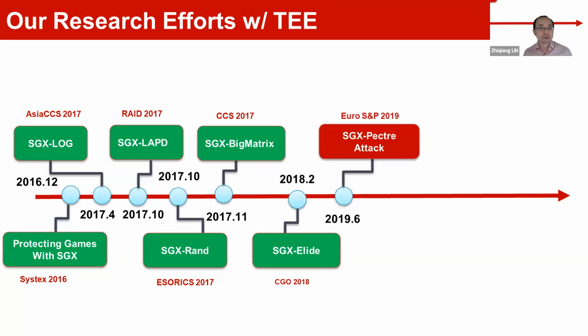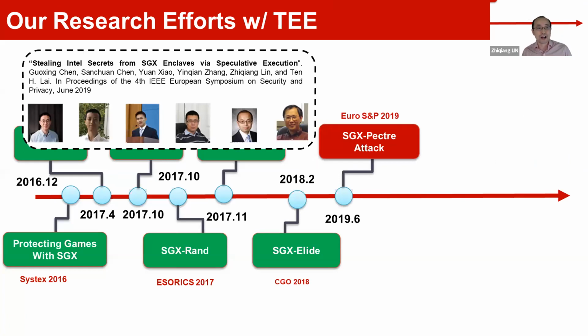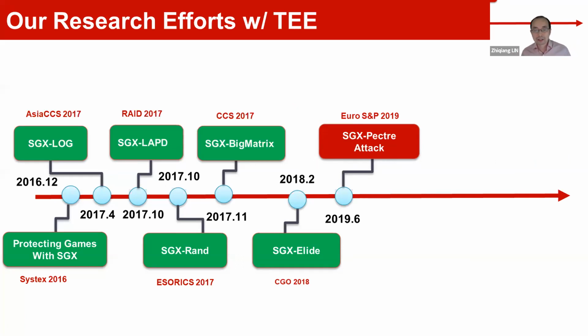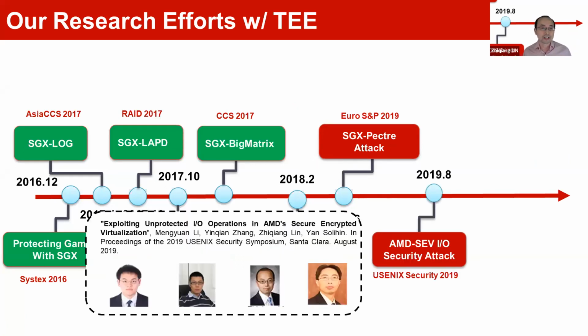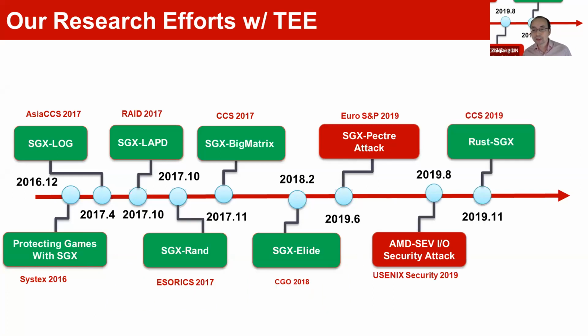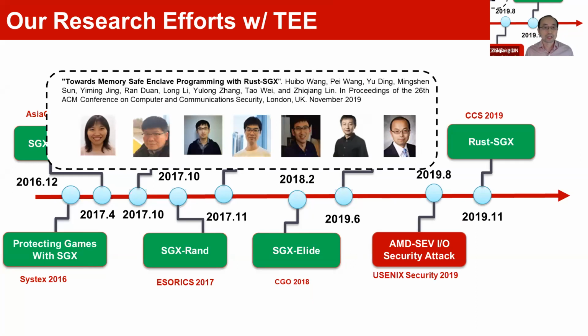After I moved to Iowa State, with my colleague Yinqian and his group, he is an expert on side channel analysis, we looked into the security of how SGX or TEE can be attacked. So we looked into problems like speculative execution, and also AMD SEV security. And in 2019, we also developed our SDK called Rust SGX to help developers write secure programs. This is a collaborative project with industry.